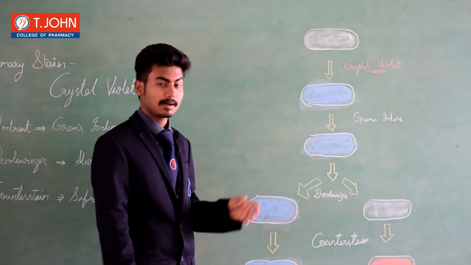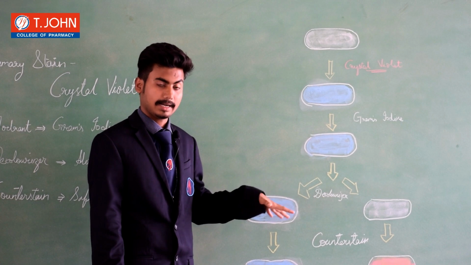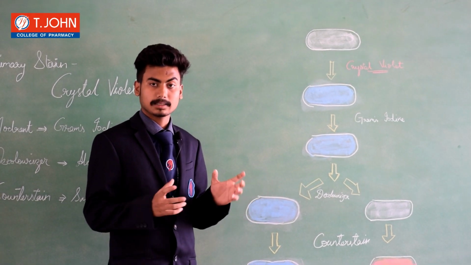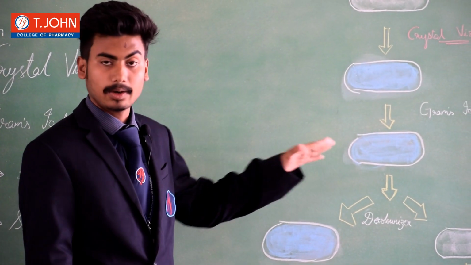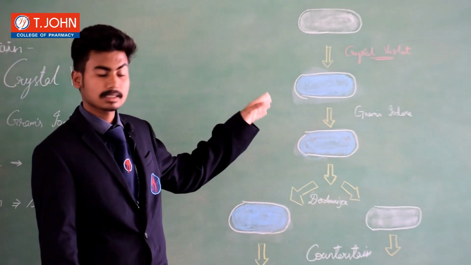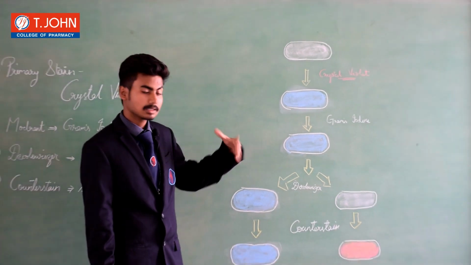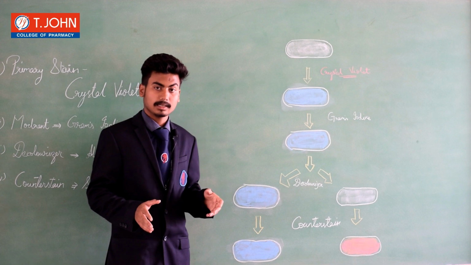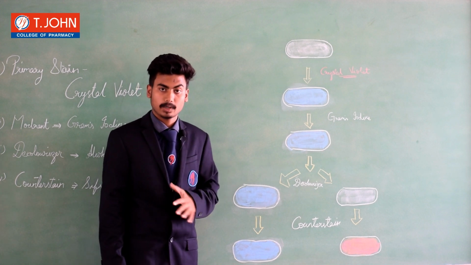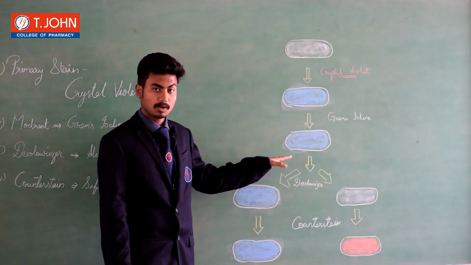And the second step, a mordant, the gram iodine, is added. So mordant indicates a substance which holds or retains something. So here the iodine complexes with the crystal violet, resulting in a complex formation called the CVI, which is nothing but the crystal violet iodine complex, which gives a purple or violet color.